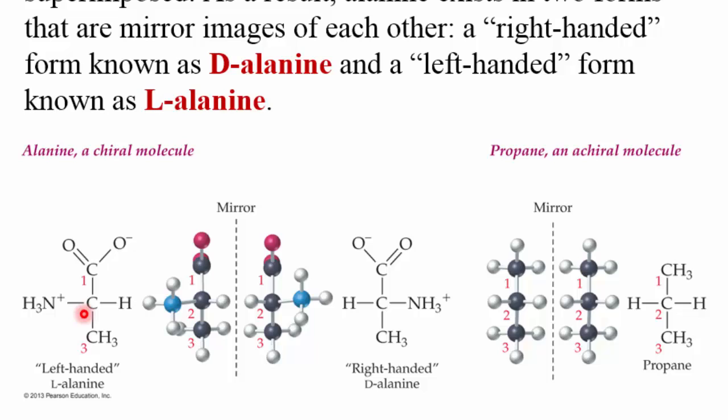So we can say alanine is a chiral molecule. Chiral, not achiral. It is a chiral molecule because this carbon is surrounded by 4 different groups. So it is chiral. Alanine is a chiral molecule because of this. However, if you take propane, an achiral molecule, you see, because this carbon is not surrounded by 4 different groups, these two groups are similar and these two groups are similar.